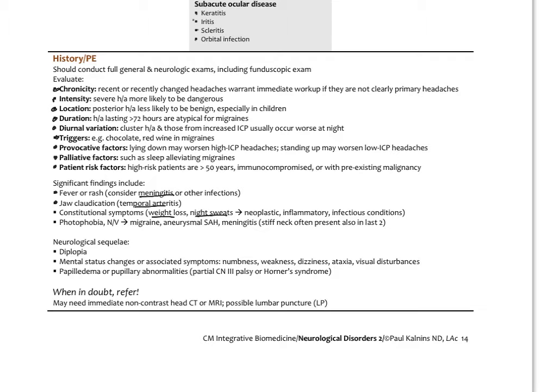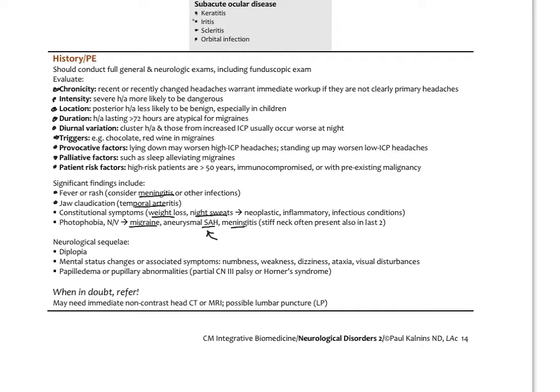If you notice any significant weight loss in the last several months that you haven't been trying to achieve, are you having night sweats, those are two potential red flags for cancers. And then photophobia, nausea, vomiting are going to be more typical of migraine. But again, subarachnoid hemorrhage or meningitis might present with more stiff neck. Remember, subarachnoid hemorrhage is thunderclap headache, severe, sudden onset headache.